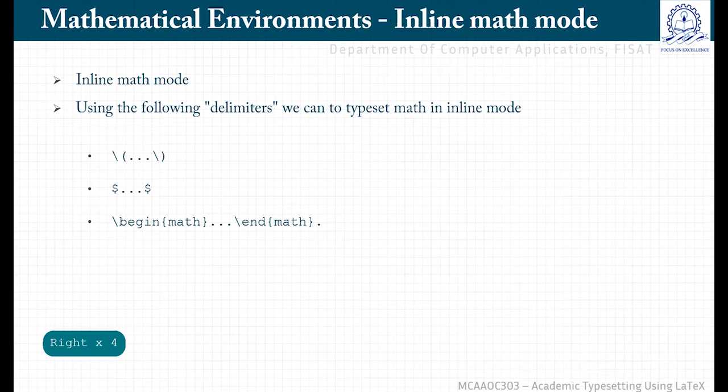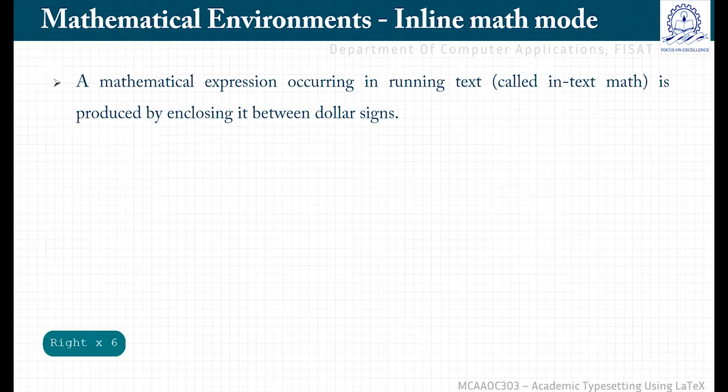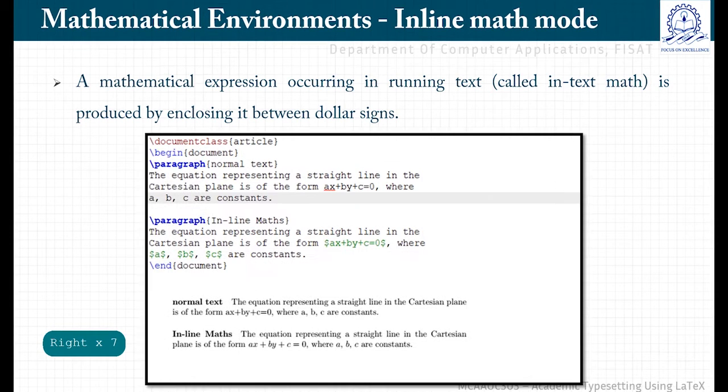First one is slash and parenthesis, then a pair of dollar signs, and the last approach is to use the math environment, begin math, end math. Within that we place our mathematical notations or equations. A mathematical expression occurring in running text is produced by enclosing it between dollar signs. See this example. Let us see the output first.